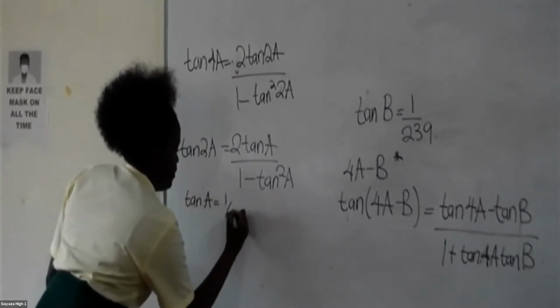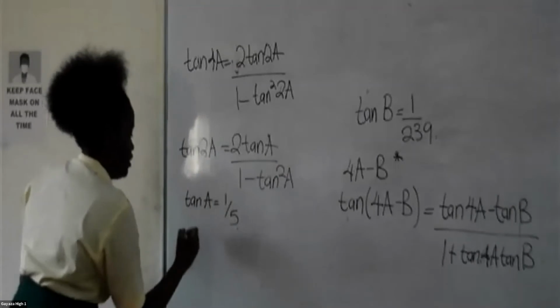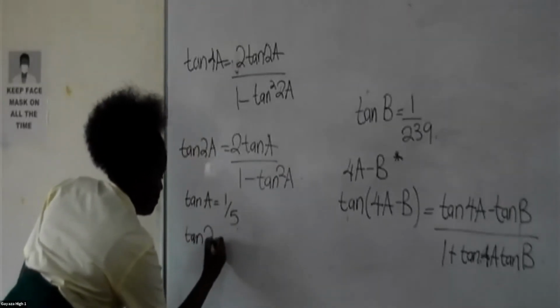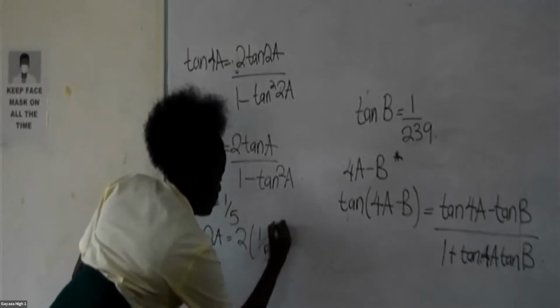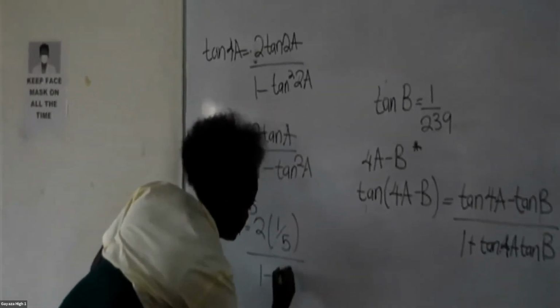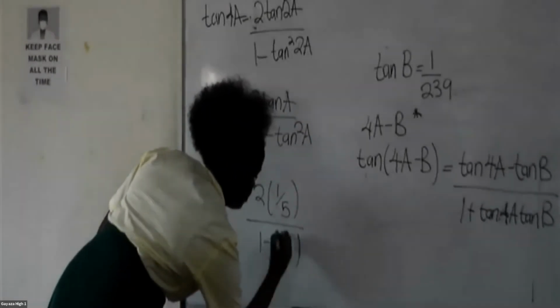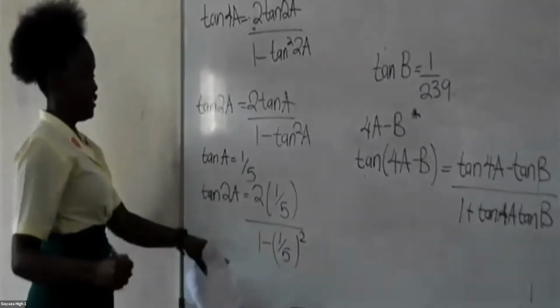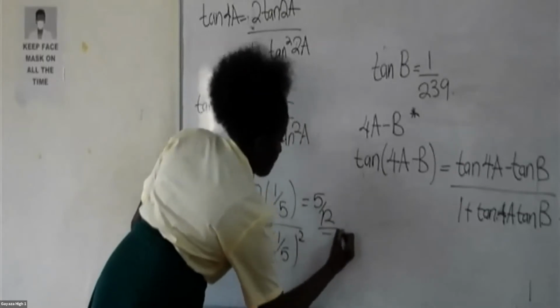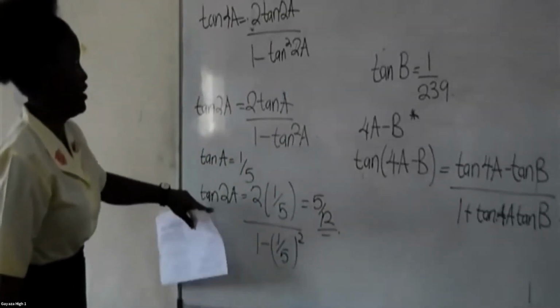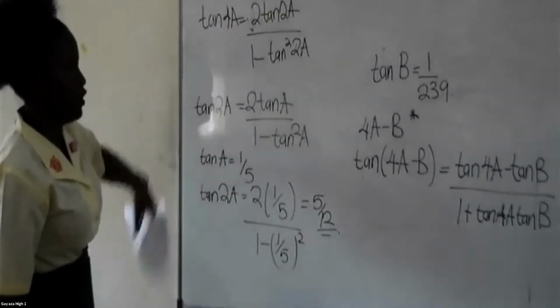Since our tan A was equal to 1/5, we substitute and we have tan 2A is equal to 2 into 1 out of 5, out of 1 minus 1 out of 5 squared. When you put this into your calculator, you have 5/12. So we have tan 2A, and you can express this as tan 4A.